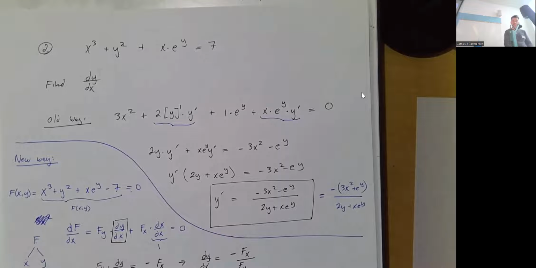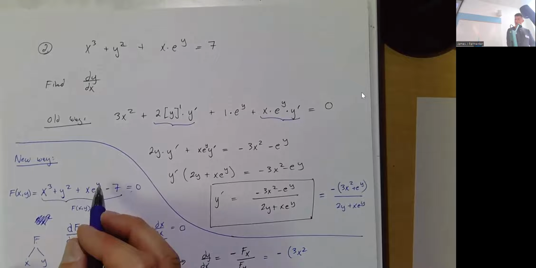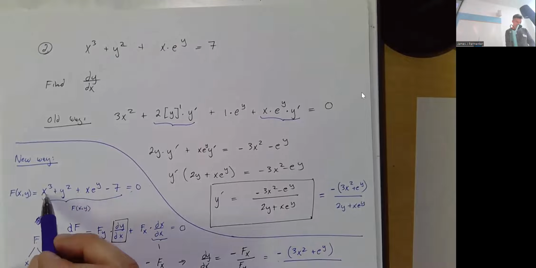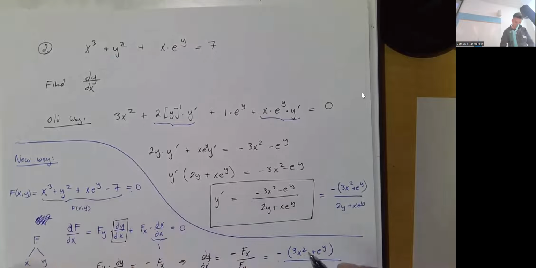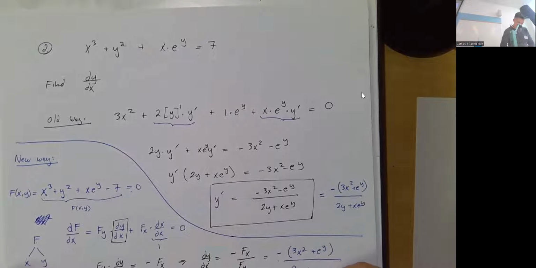Let's take a look. If you look at this thing we've written here, the partial of F with respect to x is exactly 3x squared. Derivative of y squared is 0. The derivative of x e to the y is 1 times e to the y. Divided by the partial of F with respect to y: derivative of x cubed is 0. The y squared is 2y. Derivative of x e to the y is x e to the y.